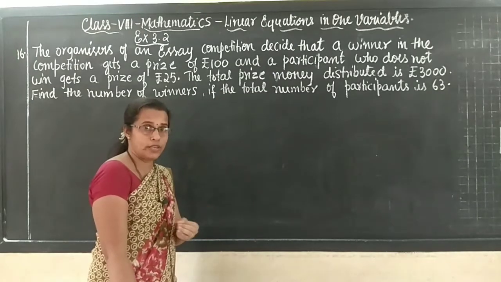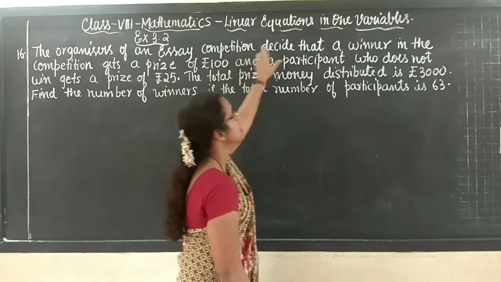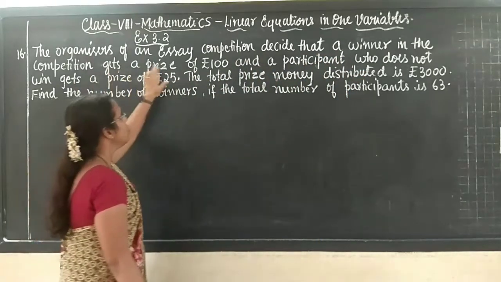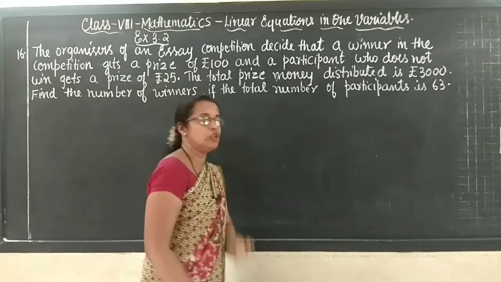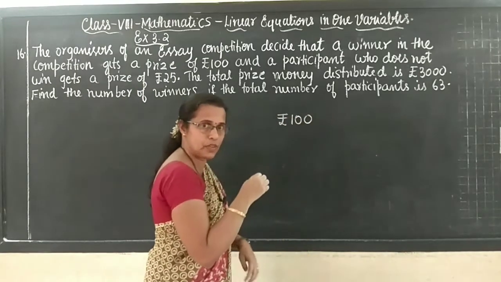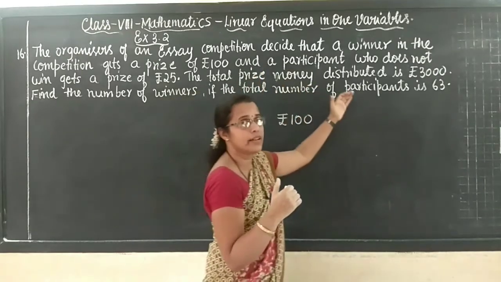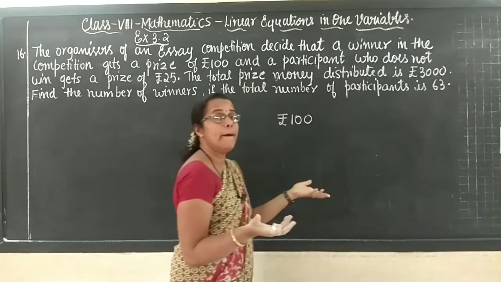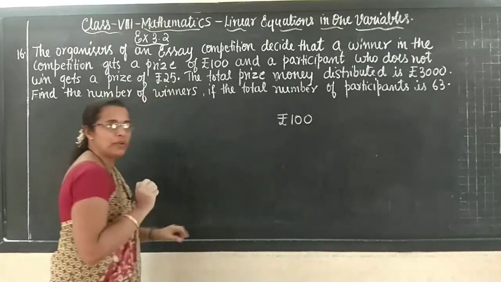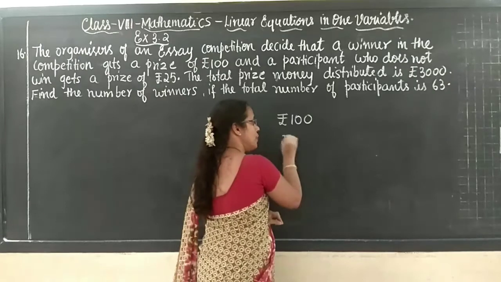Let us see here what they have given. The organizers of an essay competition decide that a winner in the competition gets rupees 100. Winners will get how much? 100 rupees. Okay, so in the competition, winners will get 100 rupees. These participants are there, no? Those who do not win the prize are also getting an amount. How much? You know, 25 rupees. So participants who do not win the prize will get how much?